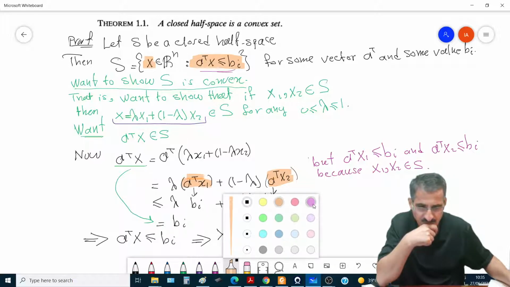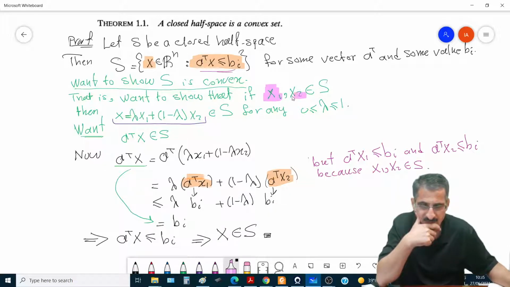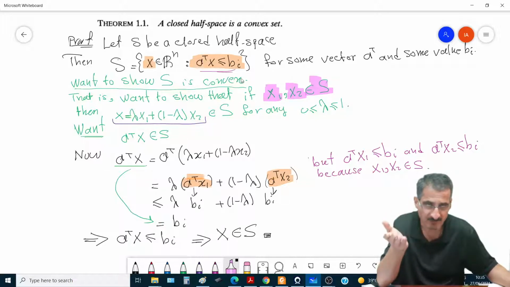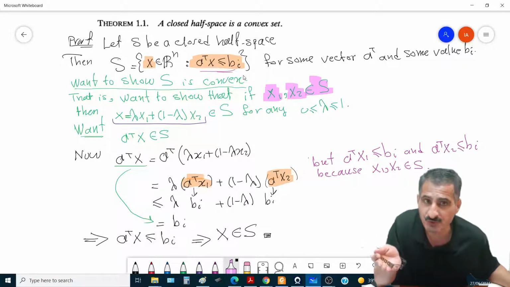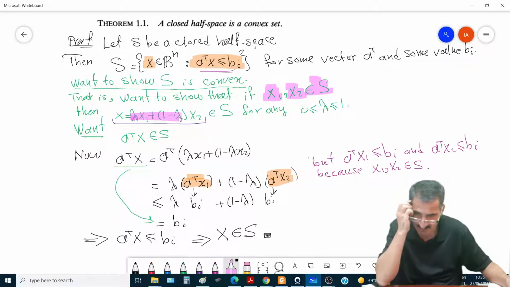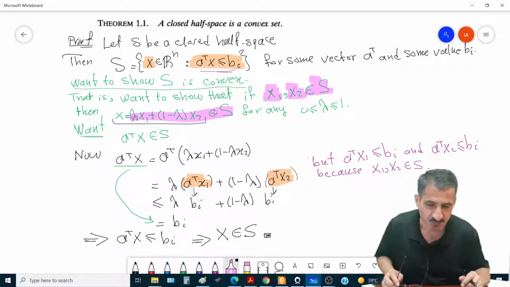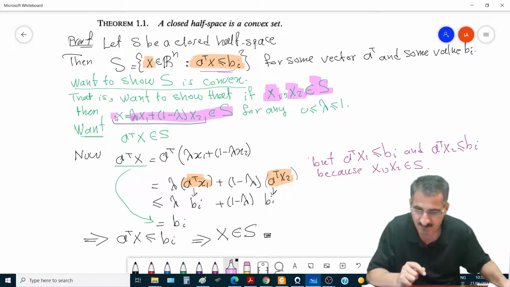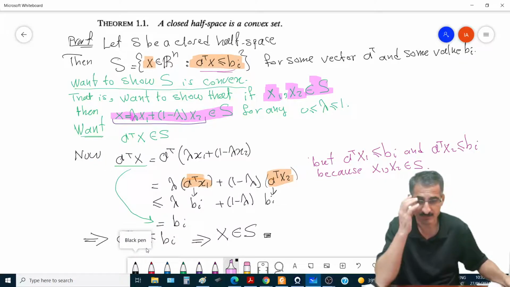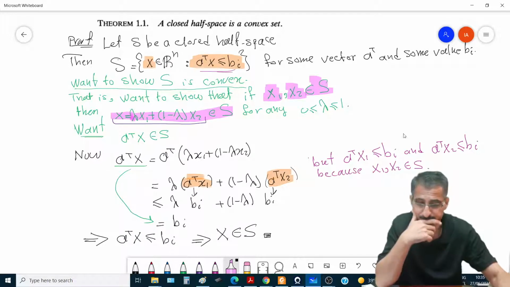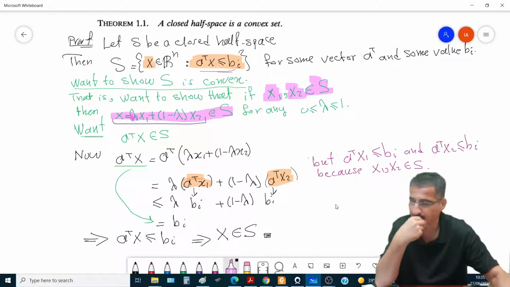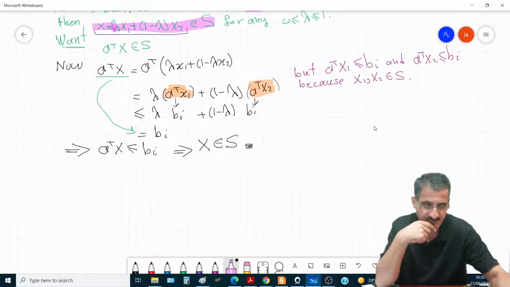I want you to now understand what we have done. If we have x1 and x2 belonging to S, then lambda x1 plus 1 minus lambda x2 belongs to S, and so S is convex. Okay, good. Does anyone have any question? Actually, this theorem was supposed to be proved by you as an exercise.